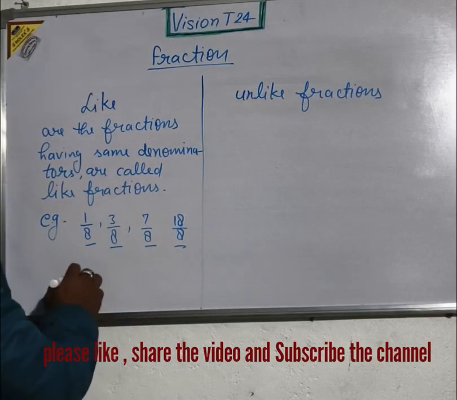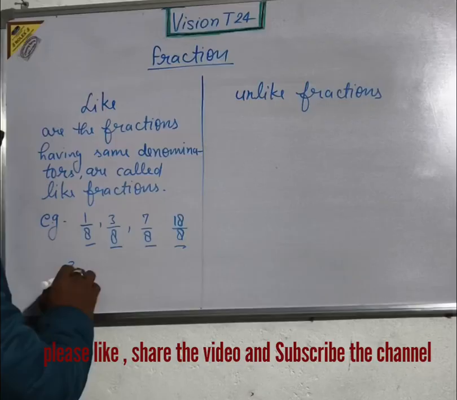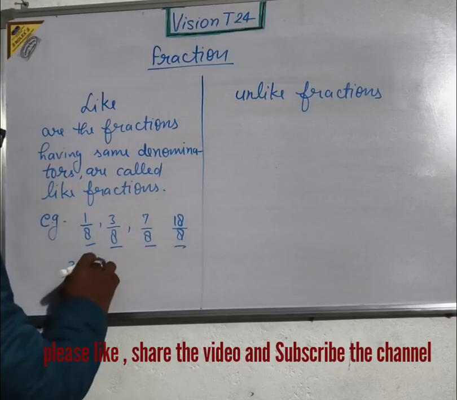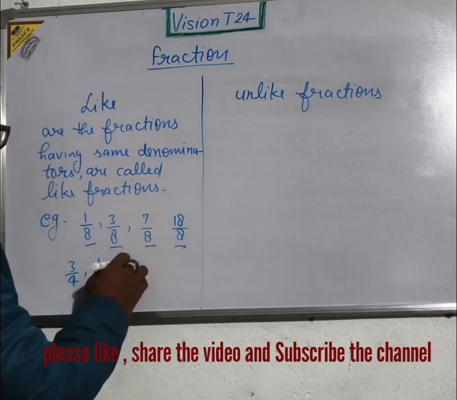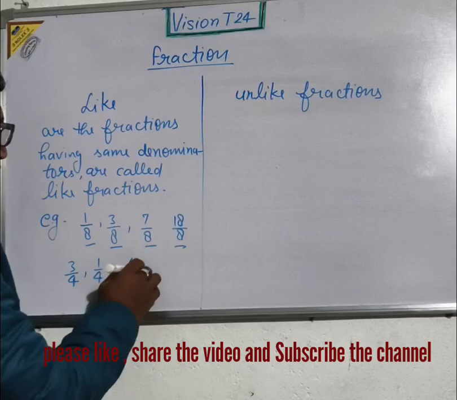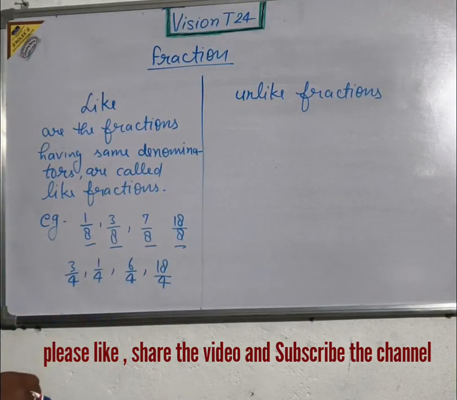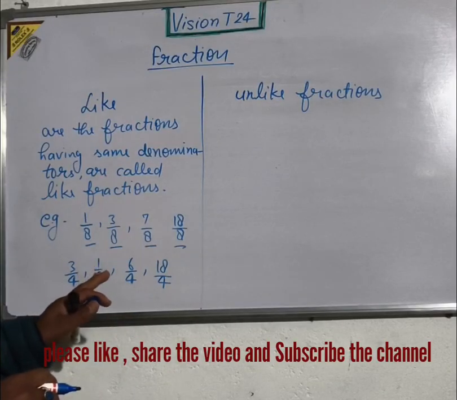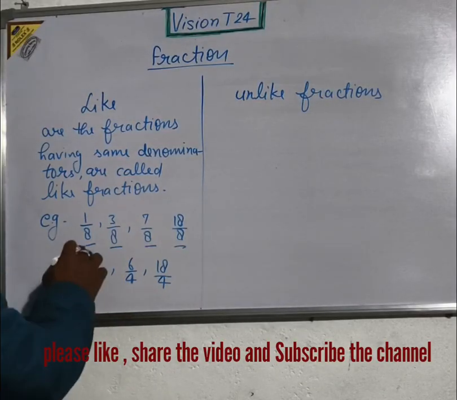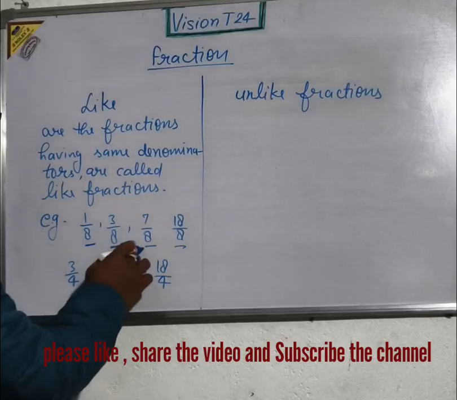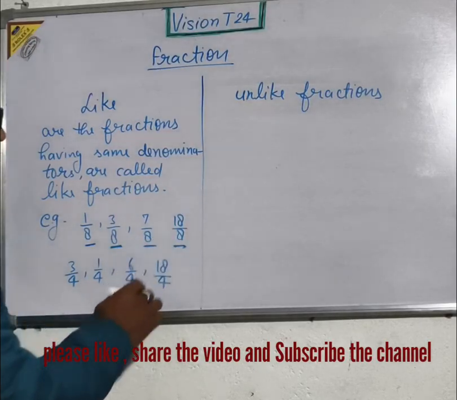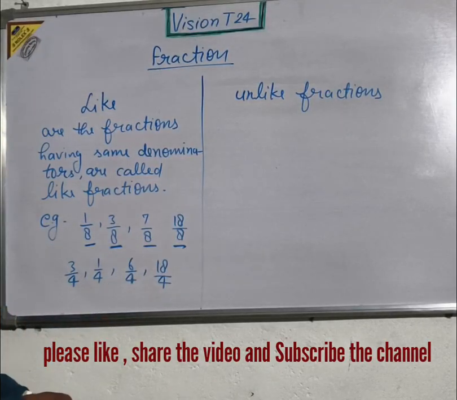In another group, if I take 3 upon 4, 1 upon 4, 6 upon 4, 18 upon 4, these are also like fractions. Okay, class? Have you understood? What we have to see is the denominator. If the denominators are the same, then that fraction will be a like fraction.